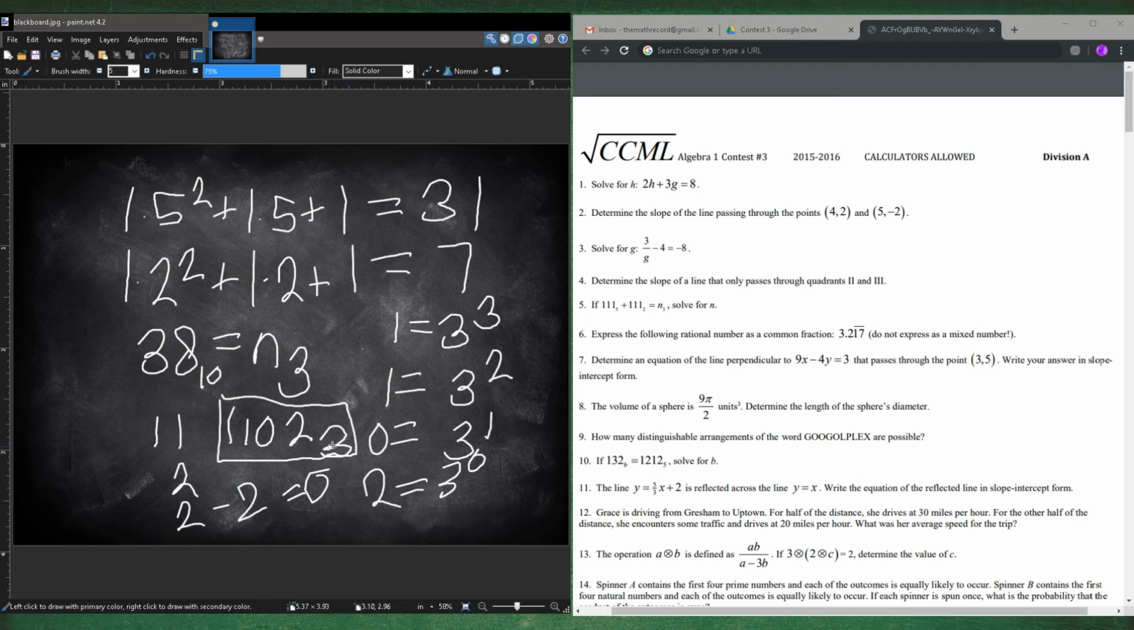You could do this too, because 2 plus 3 to the power 1 times 0, plus 3 squared times 1, plus 3 cubed times 1 is just 38. So this is the same thing as 38 base 10. So the answer is 1102 base 3.